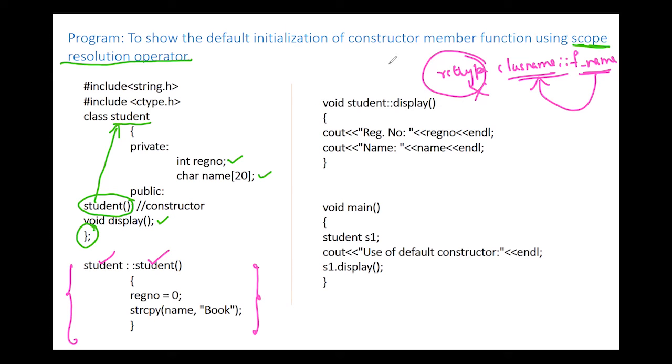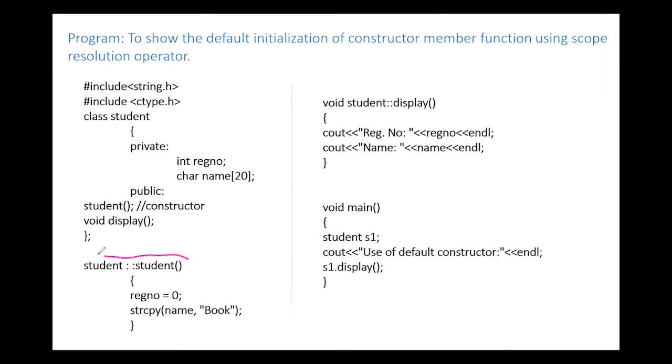I hope this is clear why we are getting this particular syntax here, because the class name and the name of the function are the same when it comes to a constructor, and we do not have any return type for the constructor. That is why this part is empty.